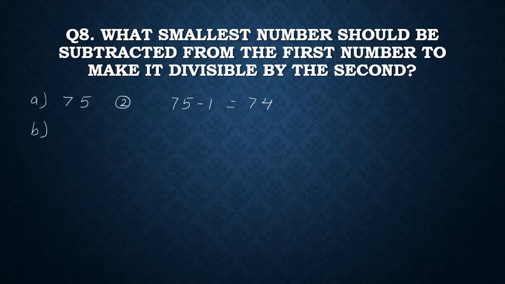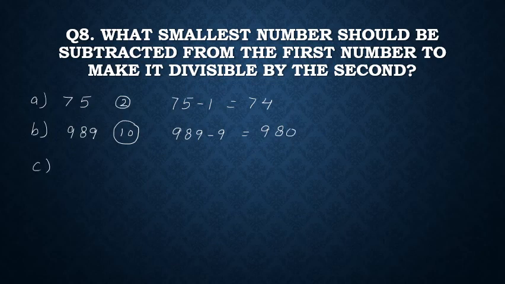Now the B part given to us is 989, divisible by 10. To make it divisible by 10, we need 0 at the ones place. So we are going to subtract 9 from 989. So it will become 980. Now this number is divisible by 10.